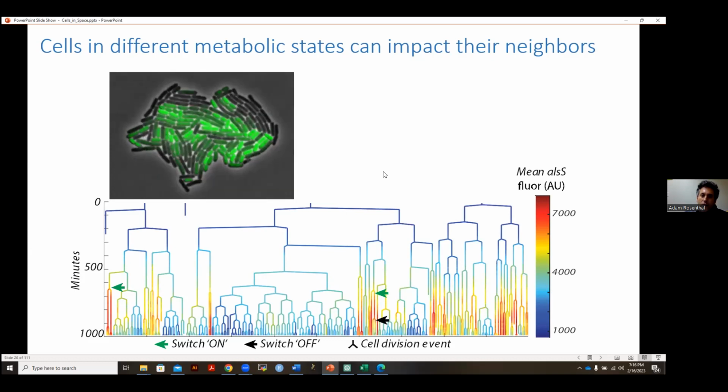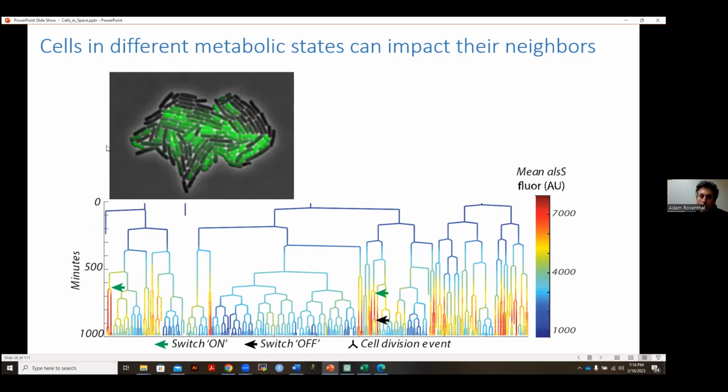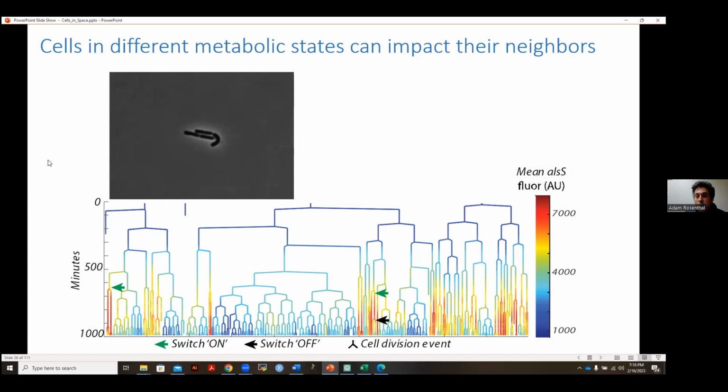I don't know if that's clear to see, but you can see it also in the lineage trace. Cells that are on have a dark red or yellow promoter activity. They divide a few times, but cells later on in the movie basically divide much more quickly. And what we think is happening is that cells are basically responding to their neighbors and are able to detoxify their environment. And so bacteria really start to influence each other.